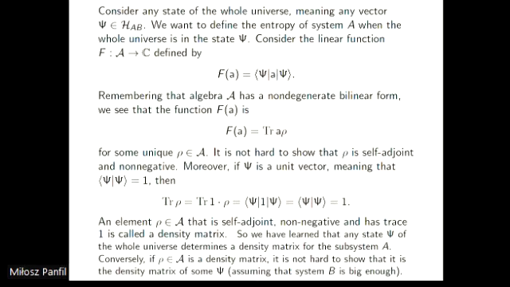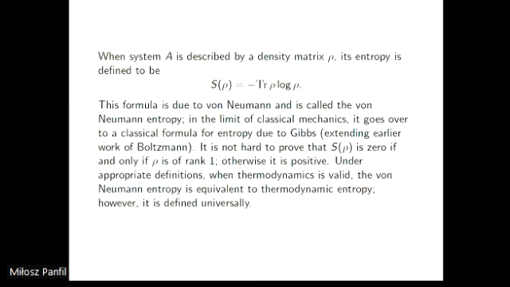Conversely, if rho is a density matrix, it's not hard to show that it's the density matrix of some psi, assuming that system B is big enough. When a system A is described by a density matrix, its entropy is defined to be minus the trace of rho log rho. That formula is due to von Neumann, and it's called the von Neumann entropy.